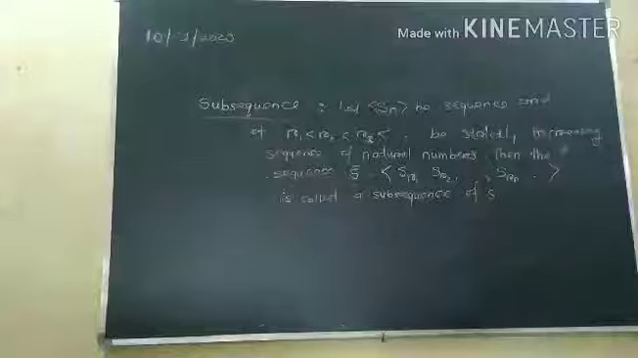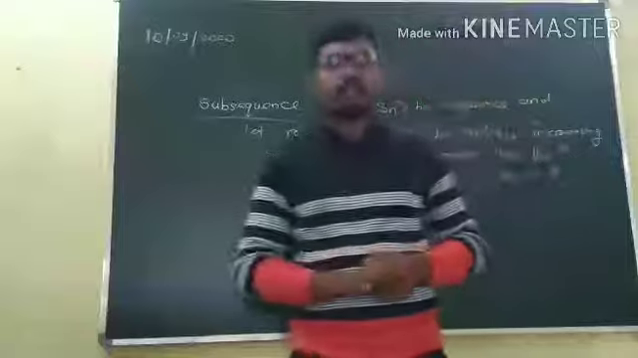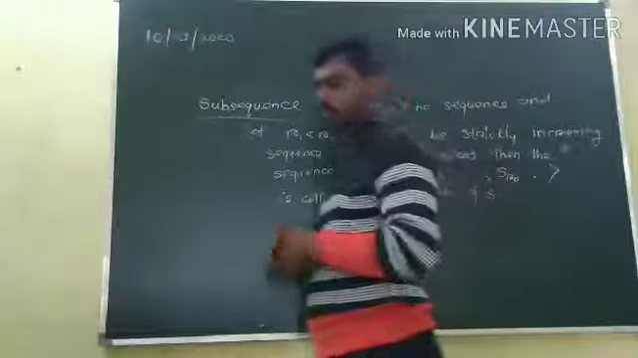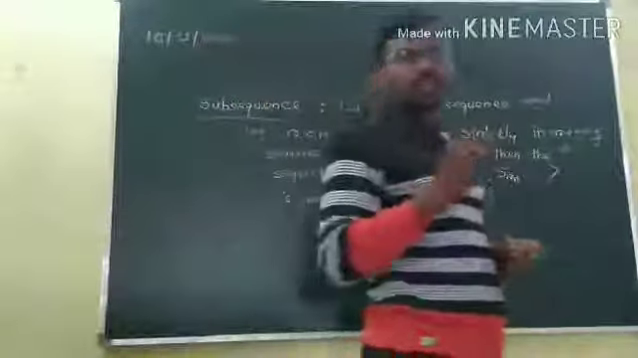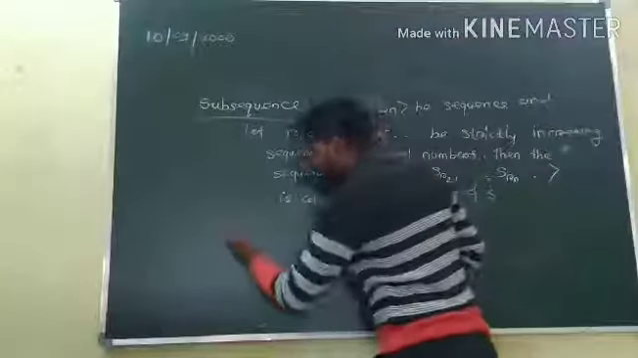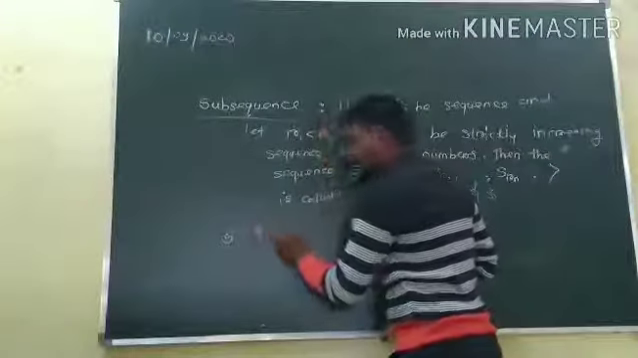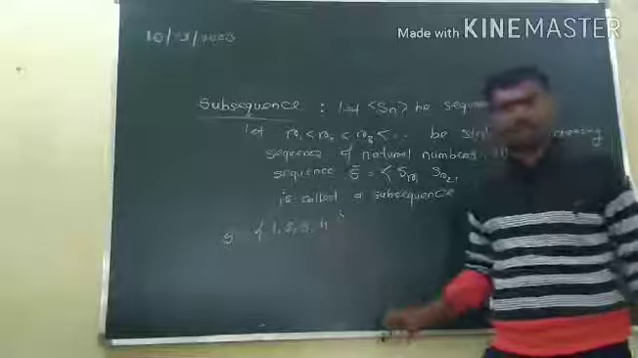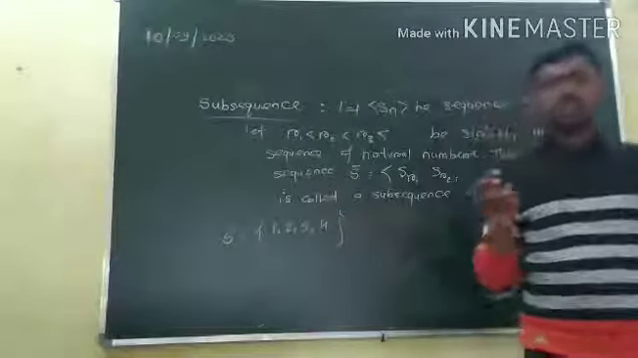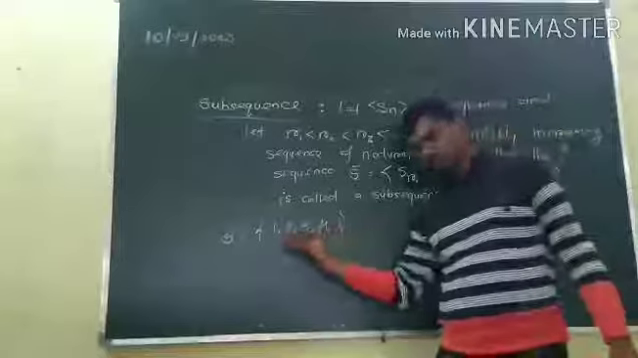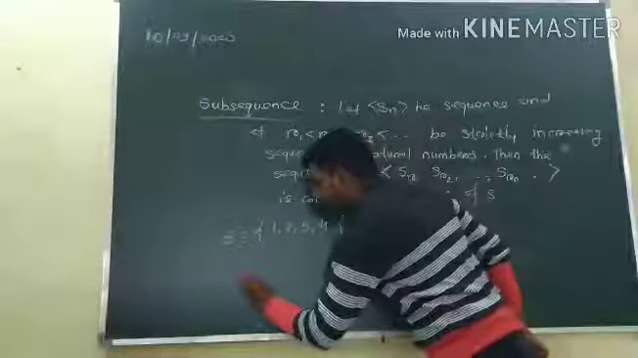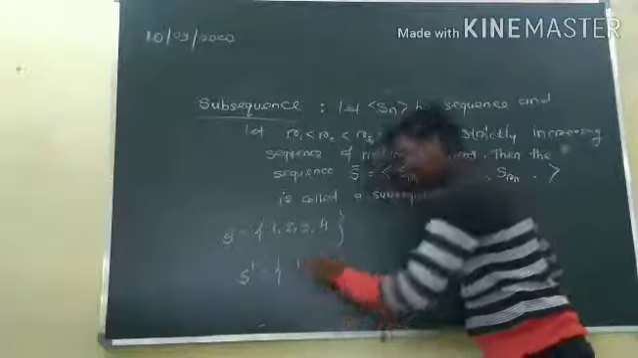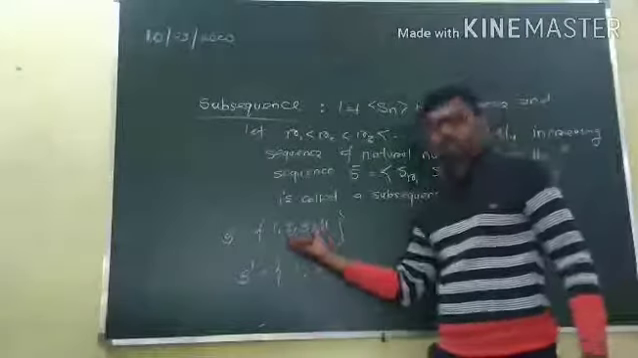Understand? Okay. Now the next point of our syllabus is subsequence. We already know the definition of a subset. So what is a subset? Suppose this is the set S containing the elements 1, 2, 3, 4. Subset is nothing but taking some elements from this original set S. So suppose S dash is equal to, we take only the odd numbers 1 and 3. This is a subset of S.